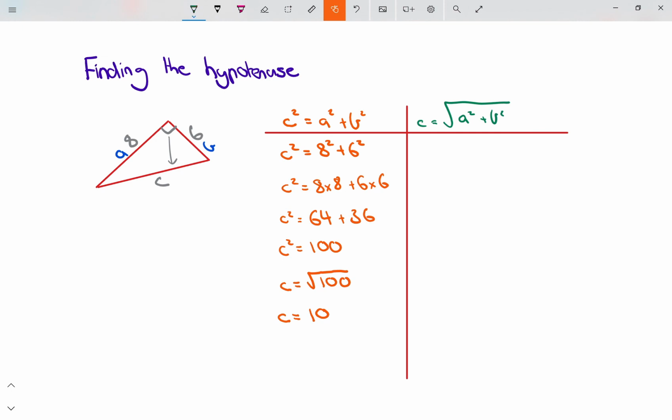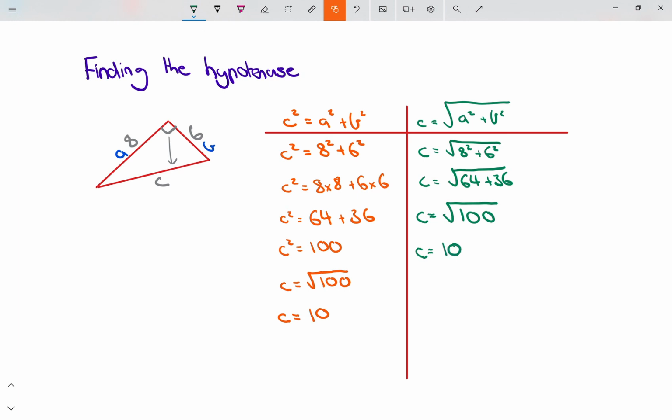Now again on the other side, we're going to show you how you can just put it into a string in your calculator. So C equals the square root of 8 squared plus 6 squared. I'm not going to do those calculations again, so C equals 64 plus 36. And then again we're going to match what was on the other side. So C equals the square root of 100, therefore C equals 10.